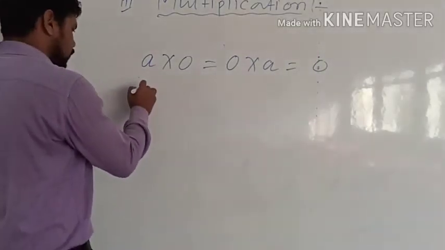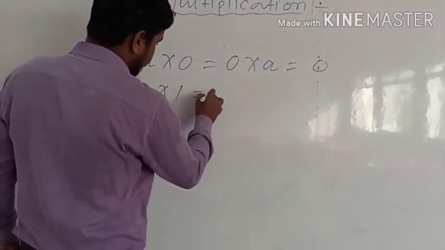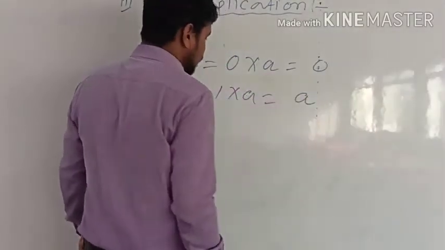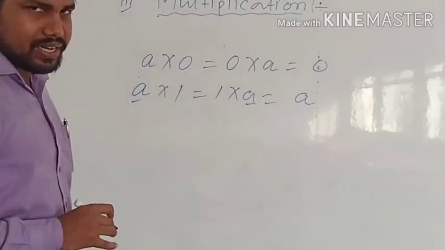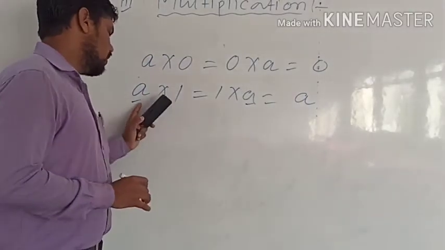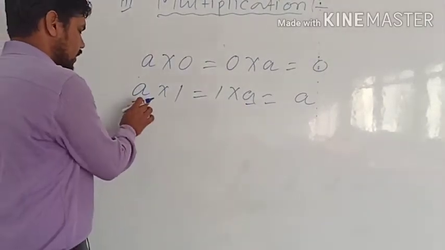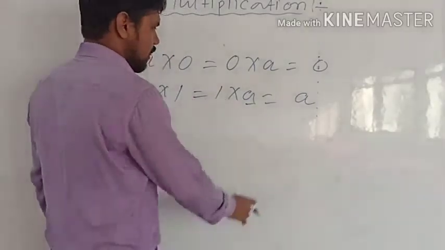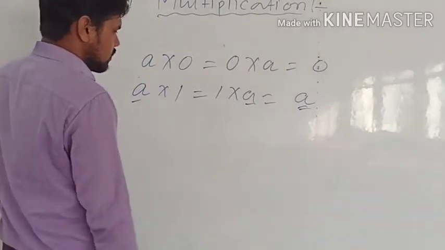And in case of 1, if you are multiplying any algebraic expression by 1, or if you are multiplying 1 with any algebraic expression, then the result will be the algebraic expression itself, that letter itself. Okay. So if you multiply any letter with 1 or 1 with any letter, then the result will be that letter itself. Okay. And this is the second concept.